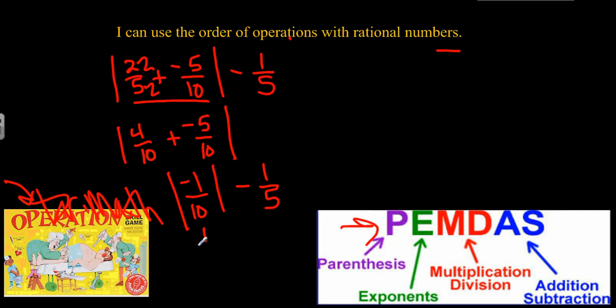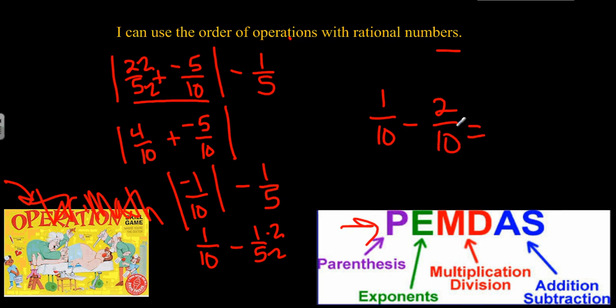Minus 1/5. Again, I need a common denominator, so I multiply top and bottom by 2. I end up with, we'll move it over here, 1/10 minus 2/10. Again, I have a subtraction fraction problem here. I know my denominator is going to be 10 because it's common. I can pull this off if I need to and just take a look at it on the side.